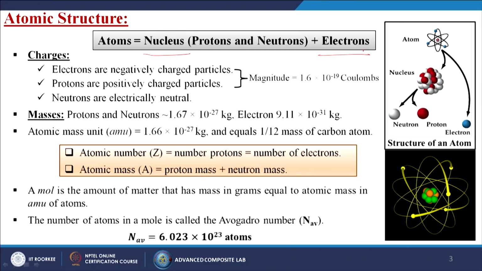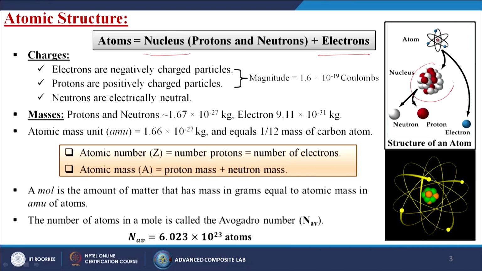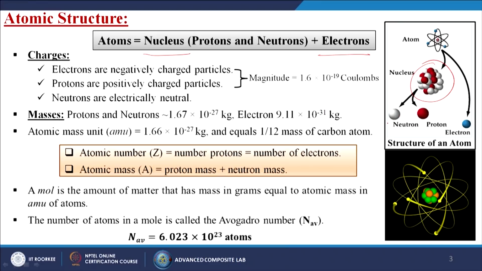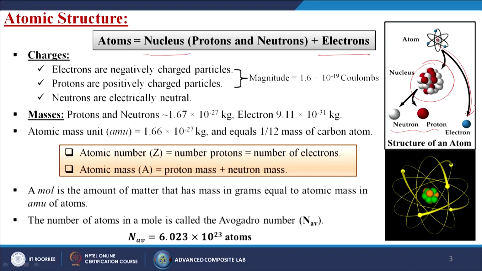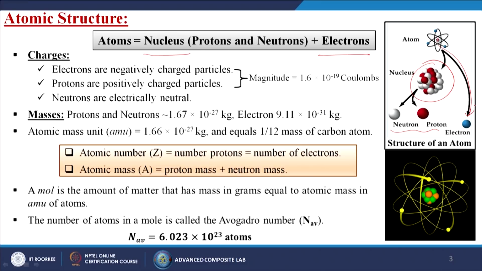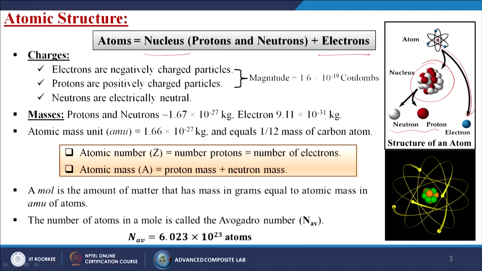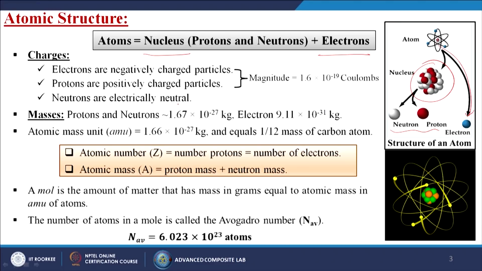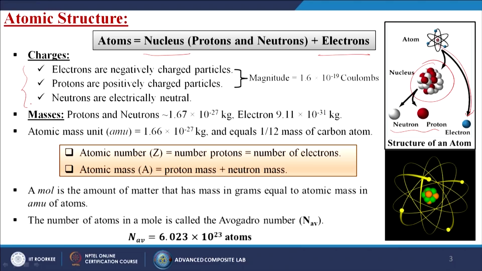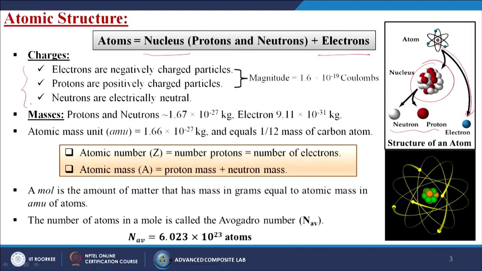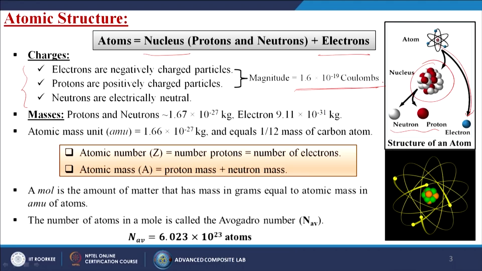So, here in this atom, this is the nucleus of that material. It is divided into two parts, neutron and proton, which is nothing but the nucleus, and the other one is the electron. Electrons are negatively charged particles, protons are positively charged particles, and neutrons are electrically neutral. So, these are the three characteristics of these three. What is the magnitude of the charge of electrons and protons? Generally 1.6 times 10 to the power minus 19 coulombs.